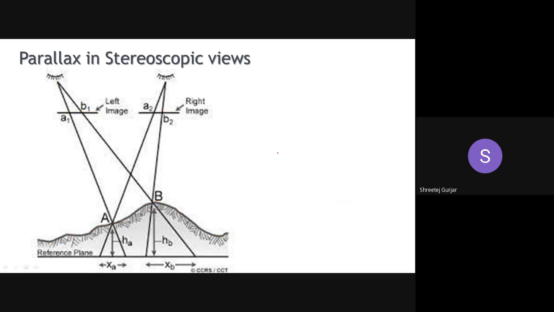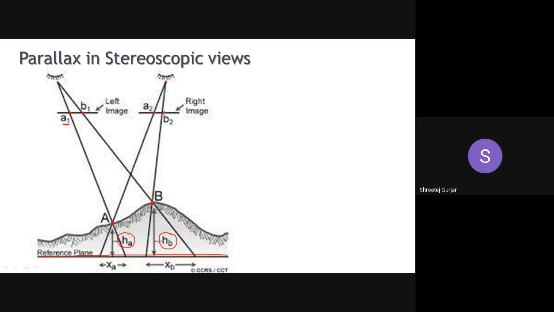You can see two points marked on the ground: point A and point B. The elevations of these two points are different, they are not level. The elevation is small h A, and this is h B, at different elevations from a reference datum. Point A on the first photograph is marked as A1 and point B as B1. Similarly, in the second photograph these points will be A2 and B2.